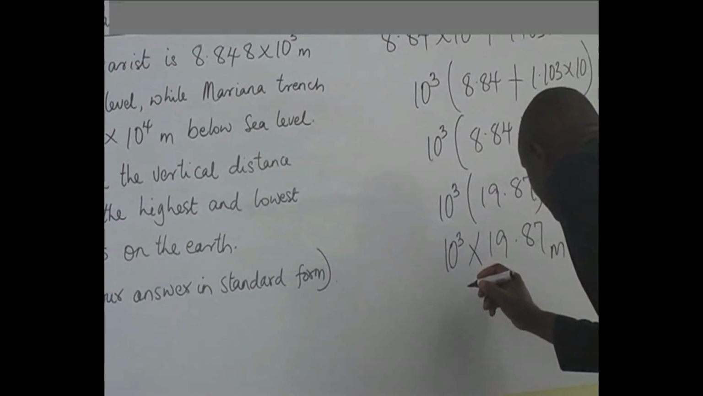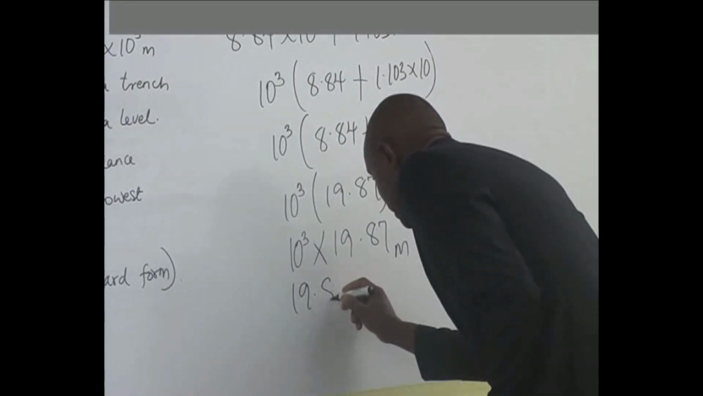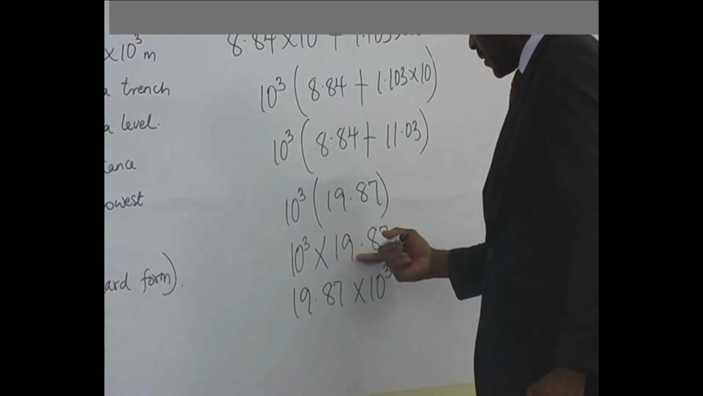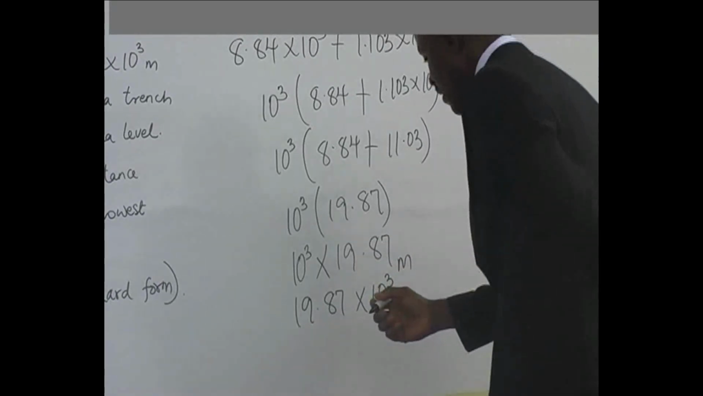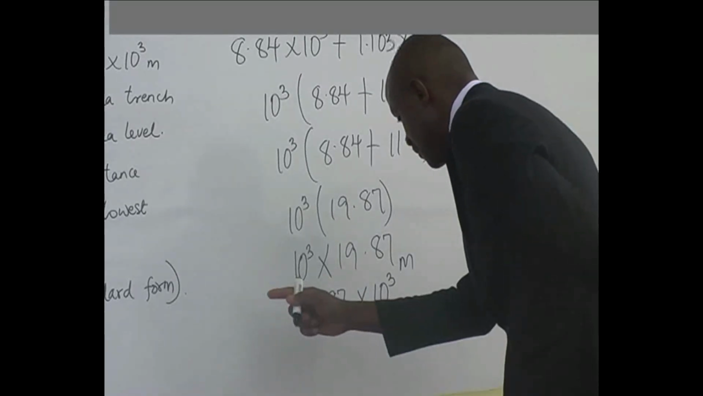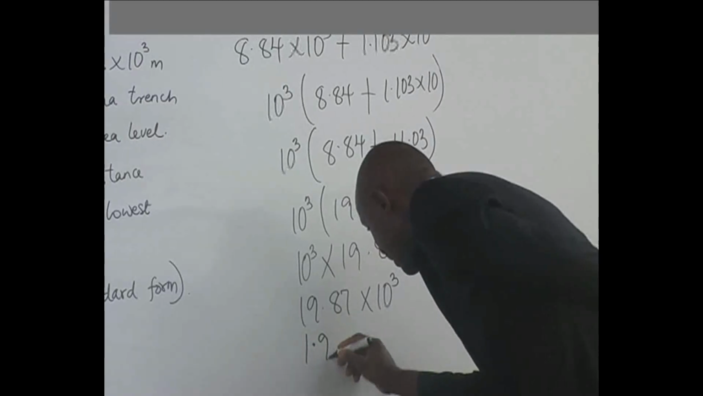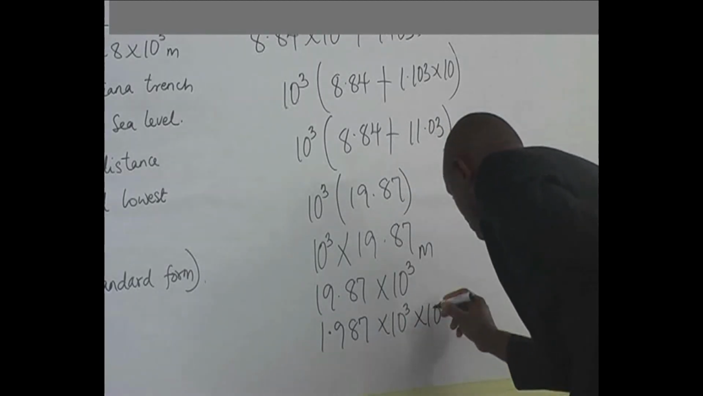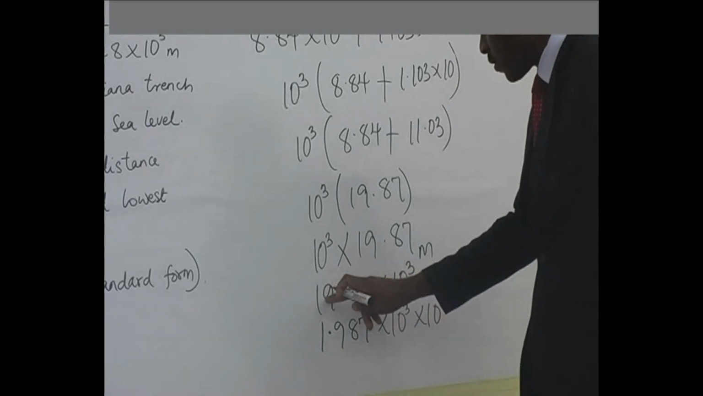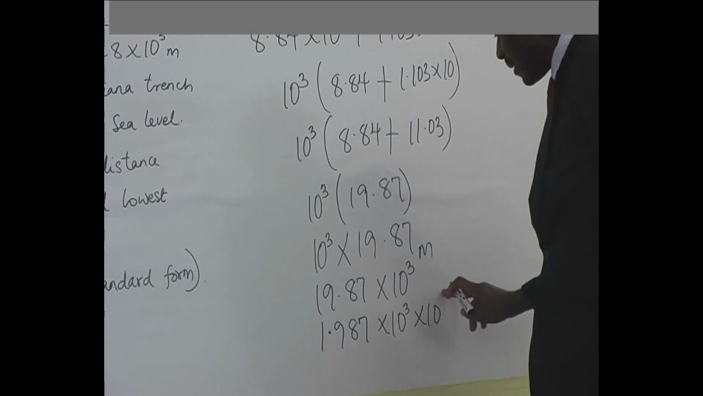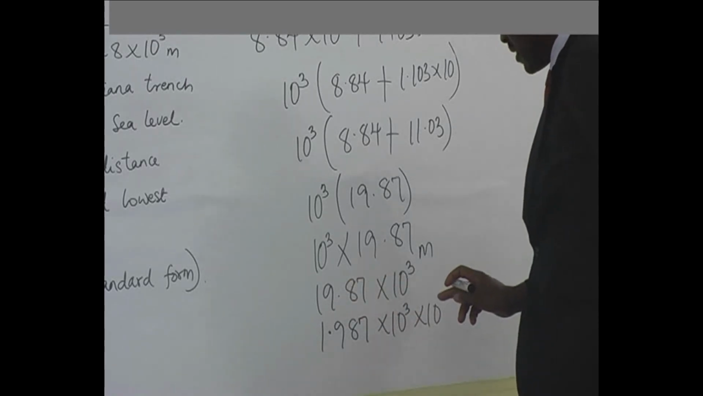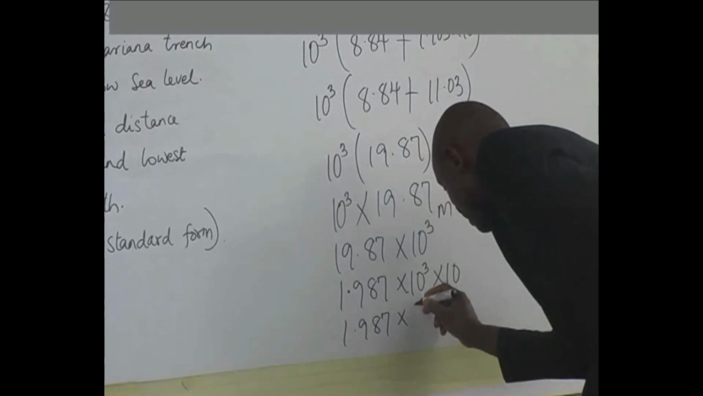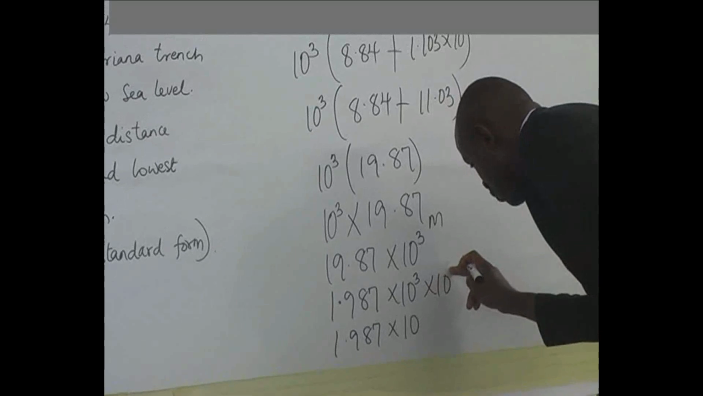So you are going to have 19.87 times 10 raised to the power 3. So that way you can write this. This is not in standard form. If you want it to be in standard form, that means you're going to move this decimal towards the left once. Then you have 1.987 times 10 raised to the power 3 times 10 raised to the power 1. I'm not going to write the 1. Remember, you move the decimal once. That means you are going to have 10 raised to the power 1 added to whatever you already have. That means in the long run, we are going to have 1.987 times 10 raised to power 3 plus the invisible 1 here is going to give you 4.